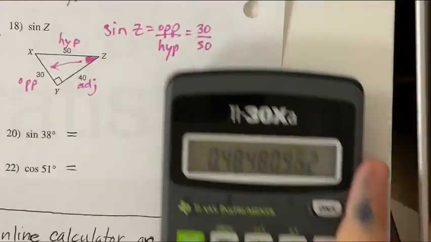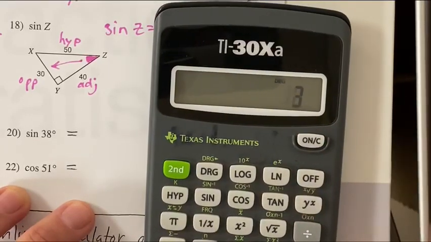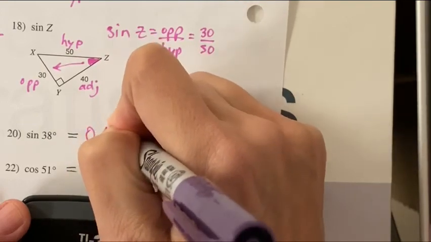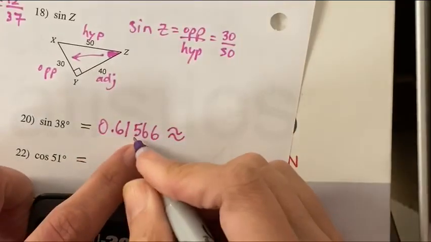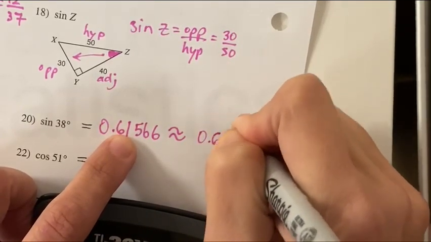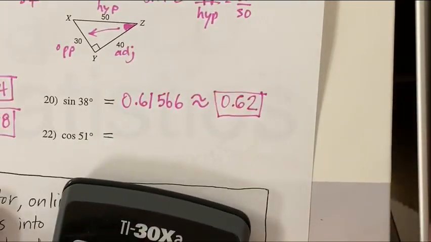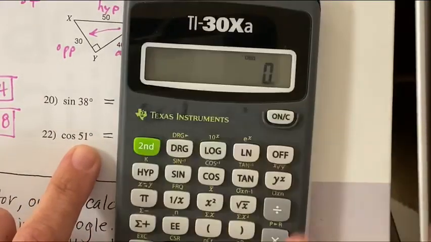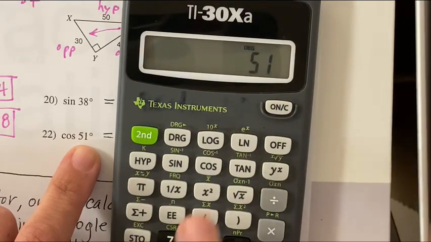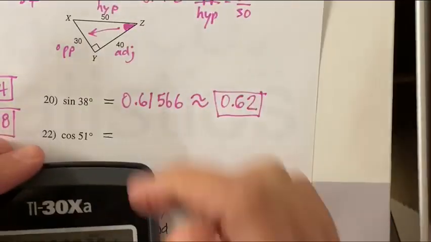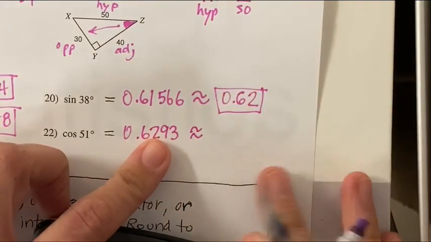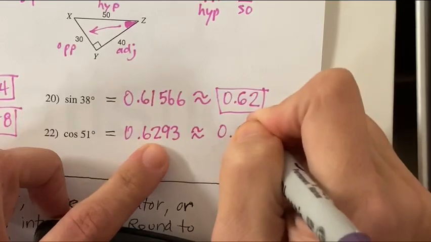Sine of 38, so clear, 38 sine, we get 0.61566 rounded to the hundredth. So now that there's a 5 there, I'm going to round the 1 up to a 2. So it rounds up to what looks like 62 cents. Cosine of 51, hit clear, 51, ooh, I hit the wrong button. 51 cosine, and I get the number here. I'm going to round up to 63 hundredths.